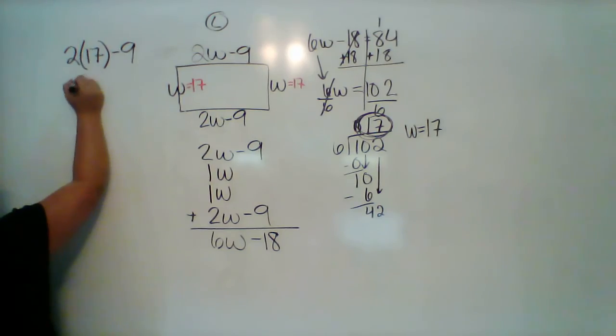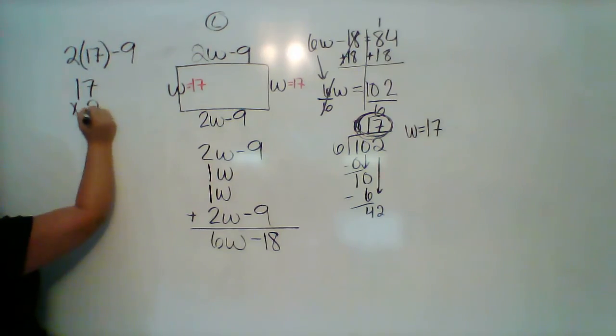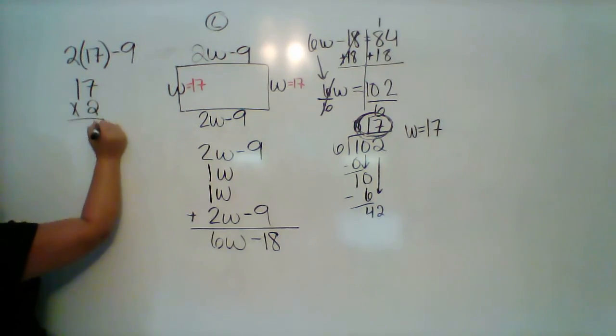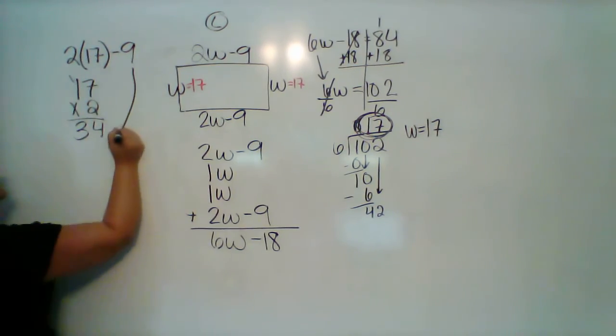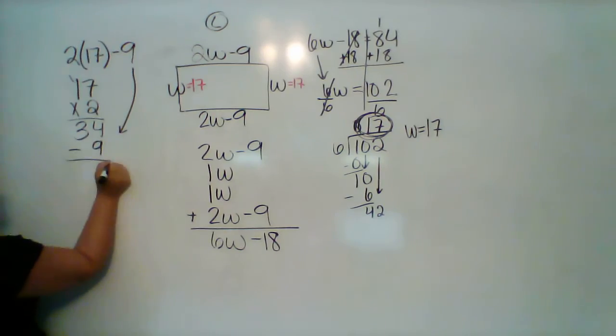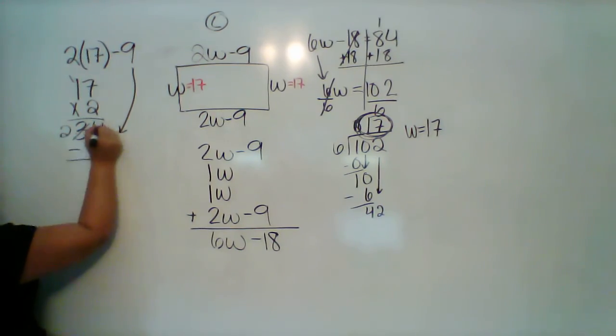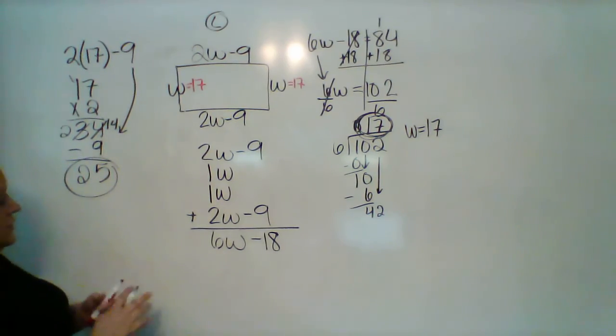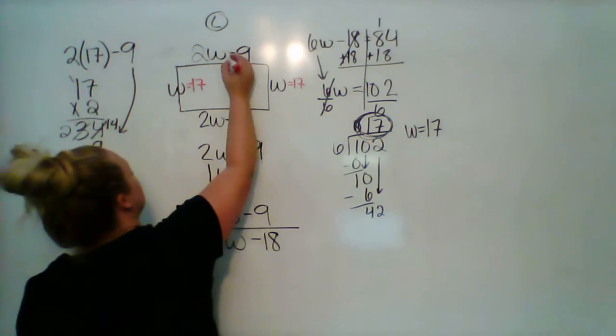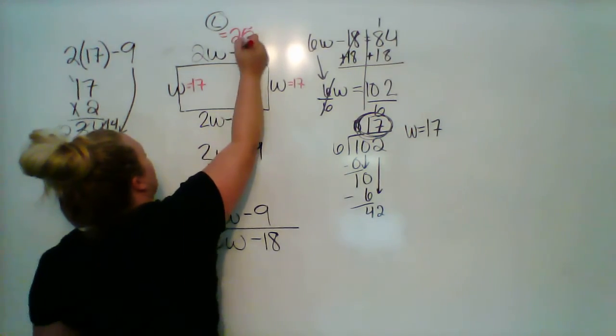So I'm going to say 17 times 2. 7 times 2 is 14. Carry my 1, 34. Now I got to do that minus 9. Borrow. 14 minus 9 is 5. 2 minus 0 is 2, so 25. Okay? So now I know that the length is 25.